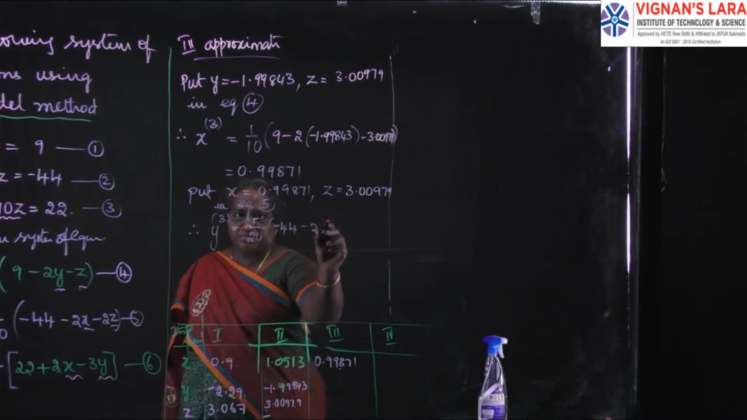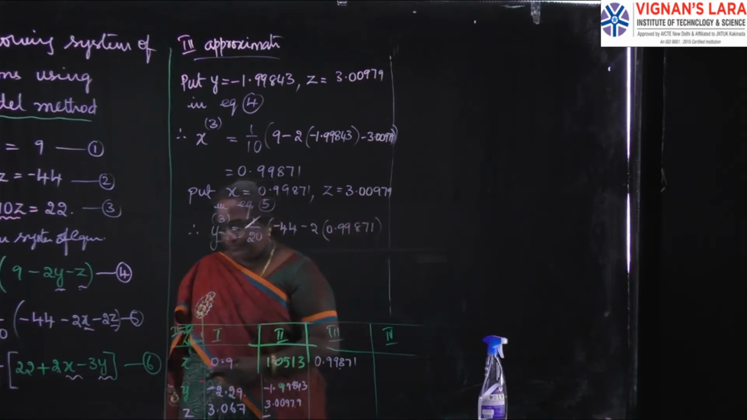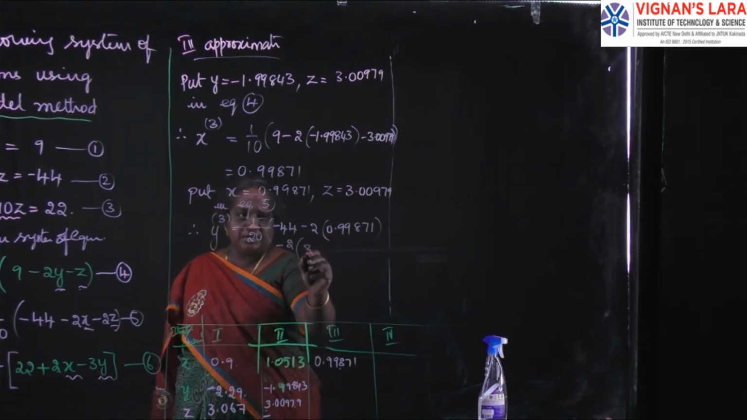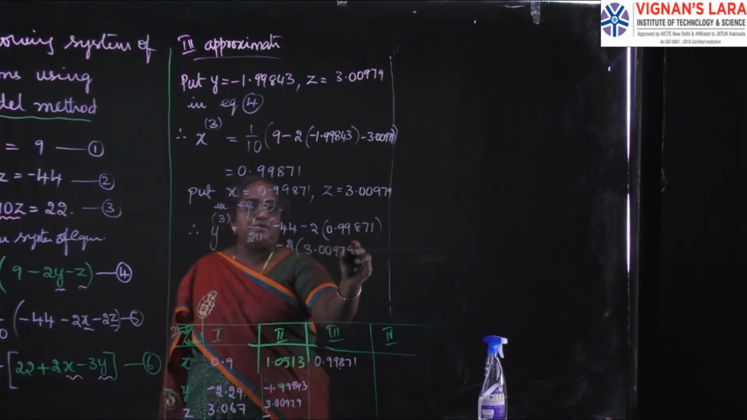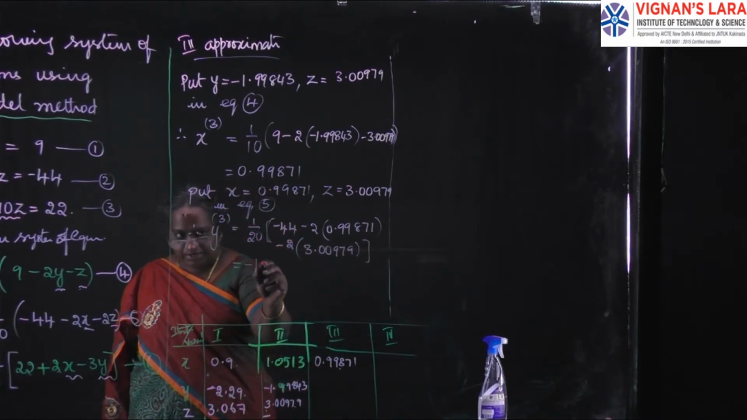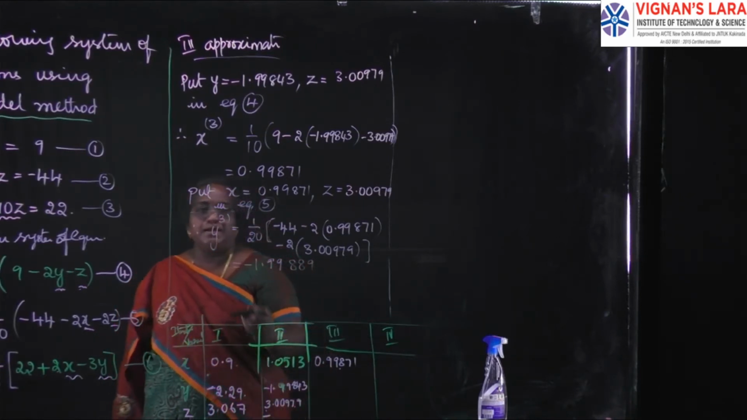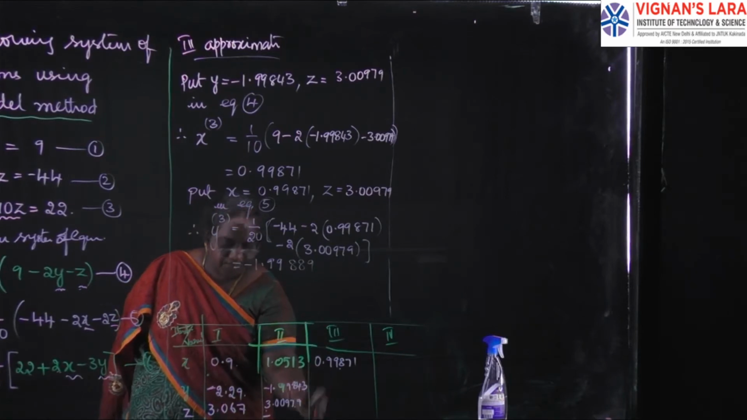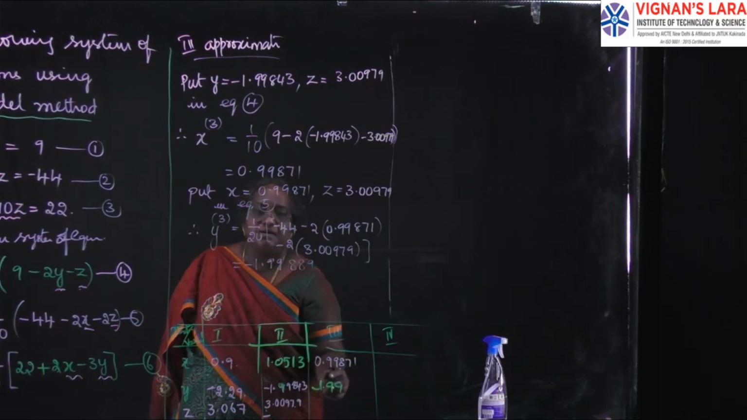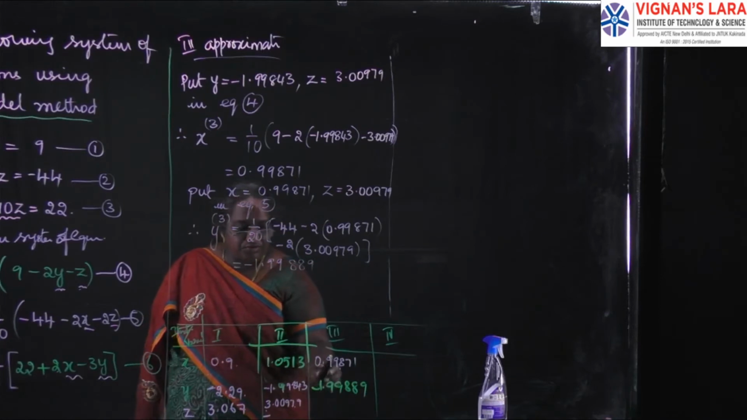minus 2 into x value. X value latest is 0.99871, minus 2z. Minus 2 into z value is 3.00979. So with this, what is y? It is minus 1.99889. So now these are the new values of x and y.